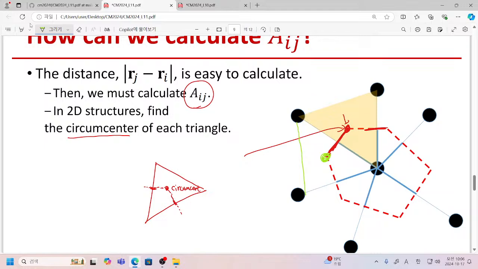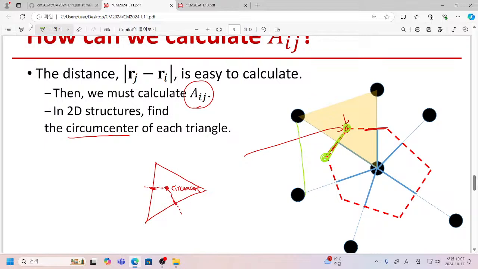And if we consider this other green triangle, this point is the circumcenter of that triangle. What you can do is just run over your neighboring triangles, find the coordinates of your circumcenters, and calculate the distance between two neighboring circumcenters, and that will correspond to the two-dimensional version of your A sub ij.